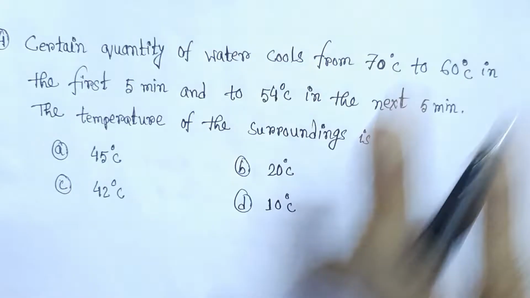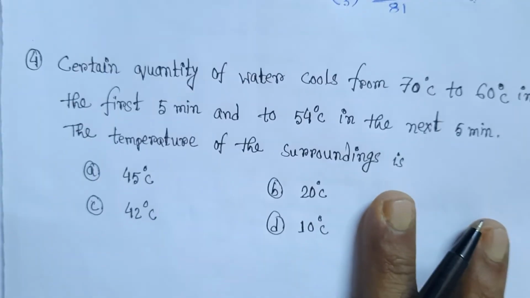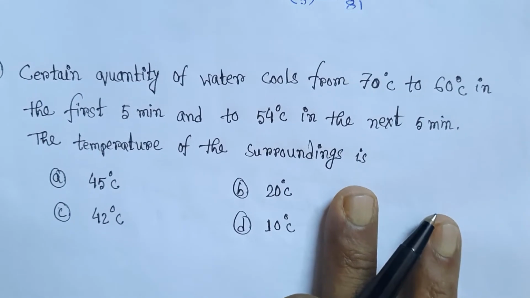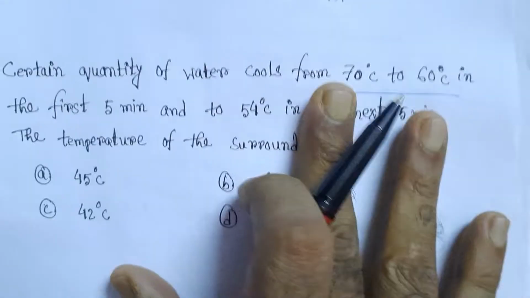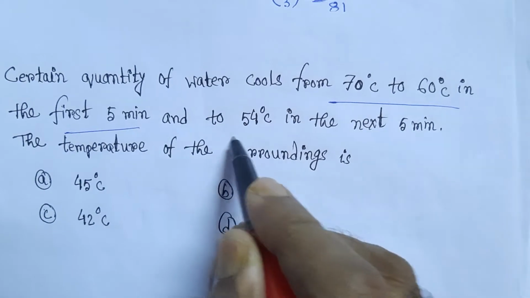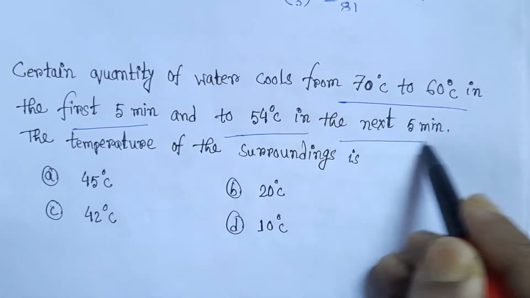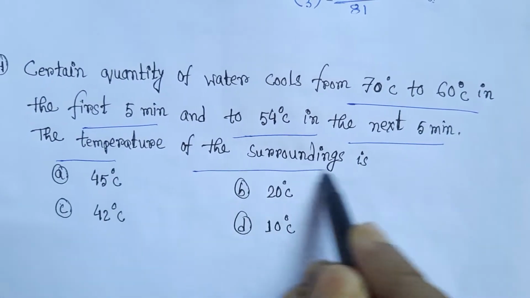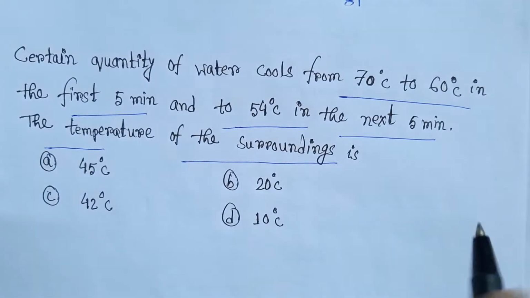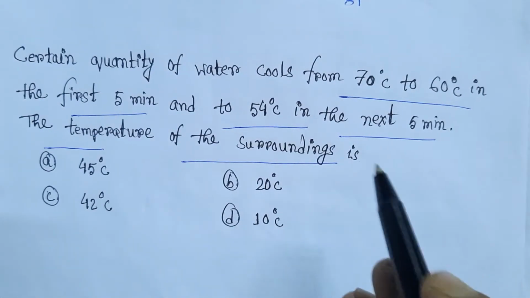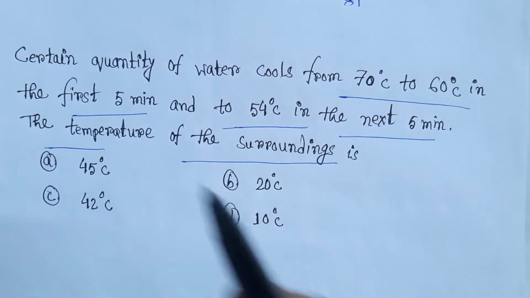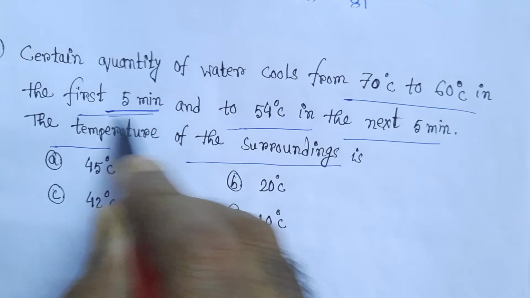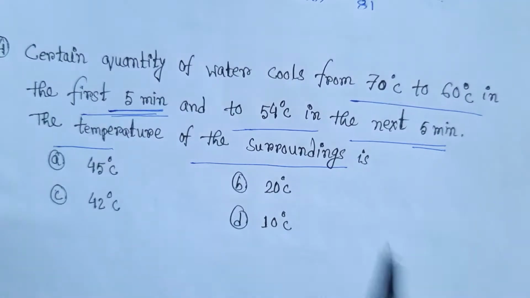Now, see the fourth question. A certain quantity of water cools from 70 degrees centigrade to 60 degrees centigrade in the first 5 minutes and to 54 degrees centigrade in the next 5 minutes. The temperature of the surroundings is? So, this is a problem from Newton's law of cooling, and we are to find the surroundings temperature, and we see that the time interval is same.